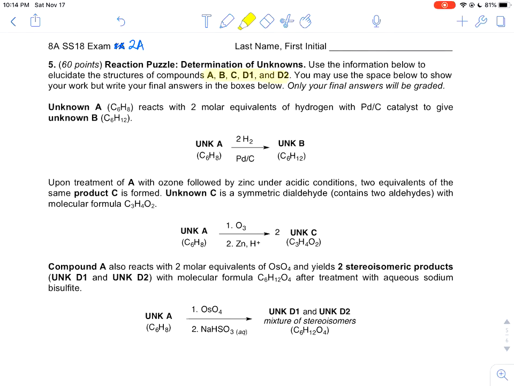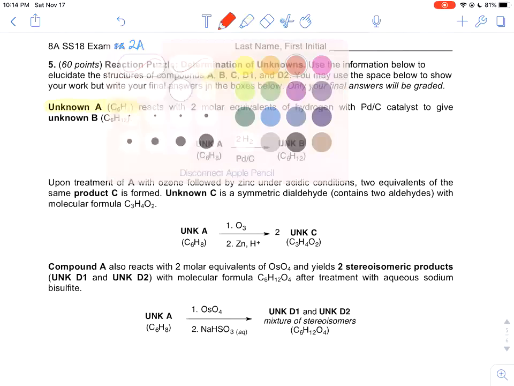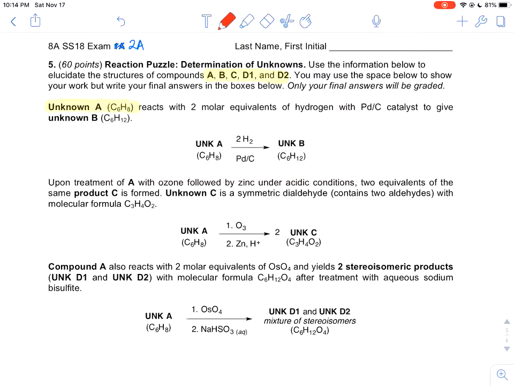And we're going to first start with unknown A. This has a molecular formula of C6H8. Right there, we stop. And we want to find the degrees of unsaturation. What we're going to compare it to, for unknown A, we're going to compare it to a fully saturated compound where we have 6 carbons.